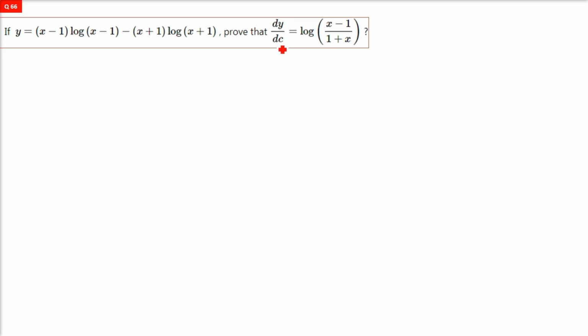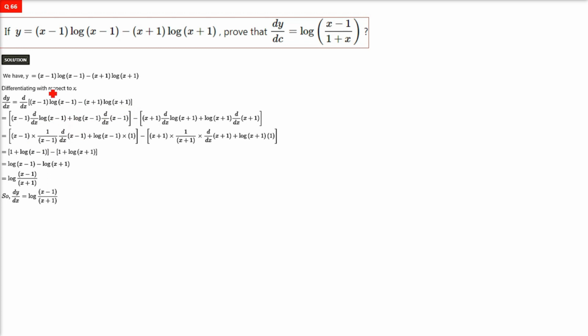Now we have to prove that dy by dx is equal to log (x minus 1) by (x plus 1). So assume it to be 1 plus x, it is given. Normally the questions have a certain way we present them. It is not like it is just x minus 1 by x plus 1. So this is the answer I am providing you. You have to write exactly like that.